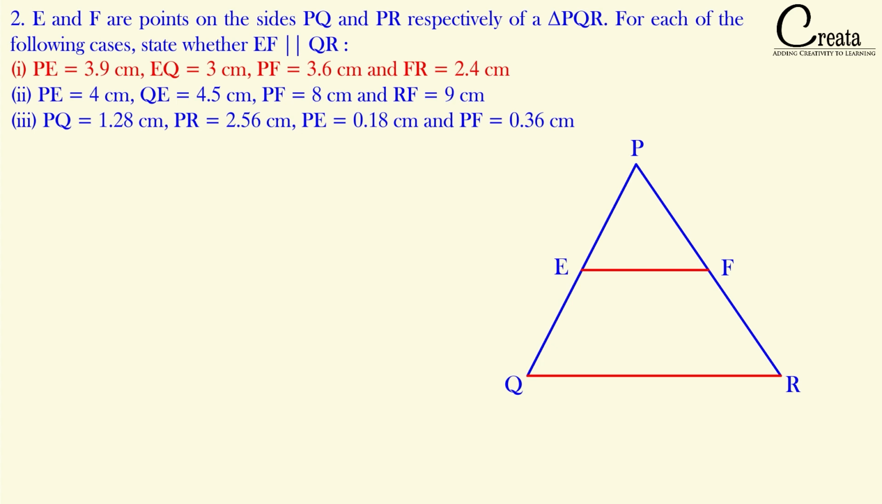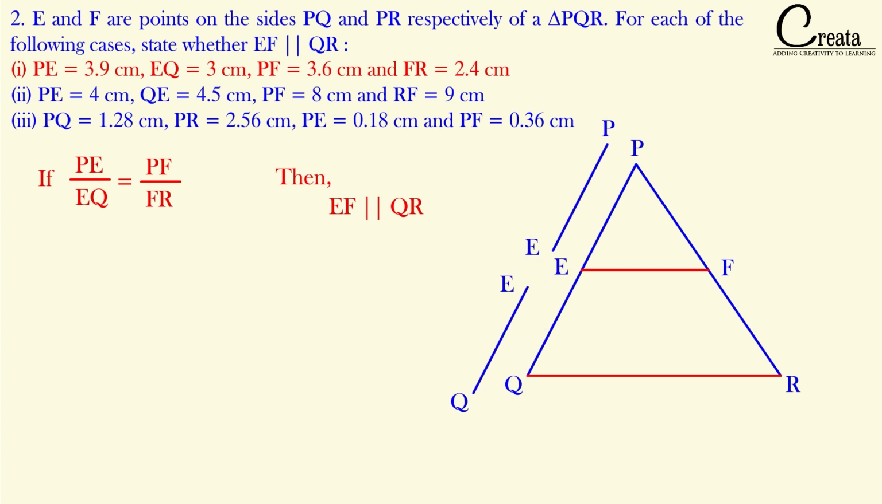So what is the criteria in which EF and QR will be parallel or not? The criteria is the BPT theorem or the converse of the BPT theorem, the 6.2, in which if the ratio of PE upon EQ is equal to PF upon FR, then we can say these two line segments are parallel to each other. So we will check the ratio in all the three parts, and if the ratios are equal, then we can say EF and QR are parallel to each other.